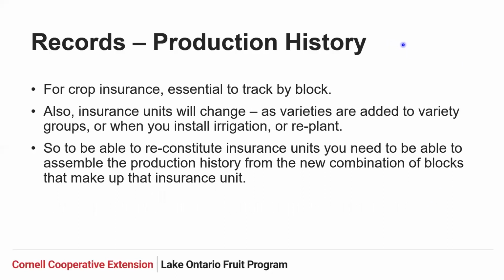Also about production history, for crop insurance, it is essential to track by block. Insurance units will change as varieties are added to variety groups by the RMA, or when you change your block, you install irrigation, or you replant and you change the criteria of the block. So to be able to reconstitute insurance units for your production history, you need to be able to assemble the production history from the new combination of blocks that make up that insurance unit.